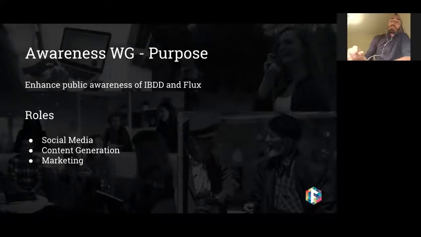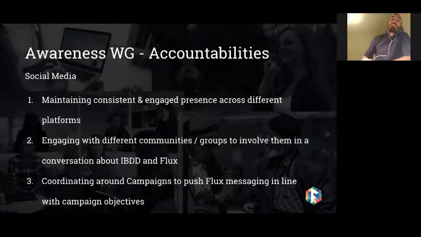Now we're going to go into each of those roles in a little bit more detail. So, social media. There are some accountabilities that go along with each of these roles, and accountabilities are things that happen on an ongoing basis. We don't like to say exactly what needs to happen, because we leave that up to the working groups to identify how best to grow the organization.